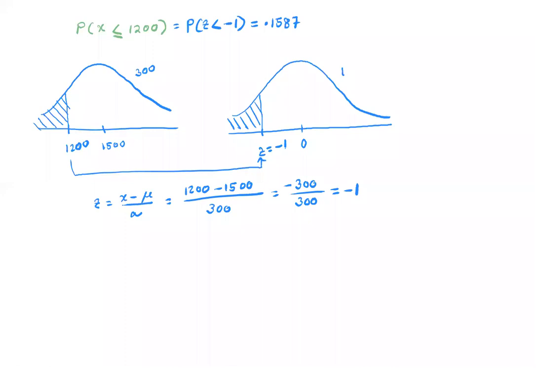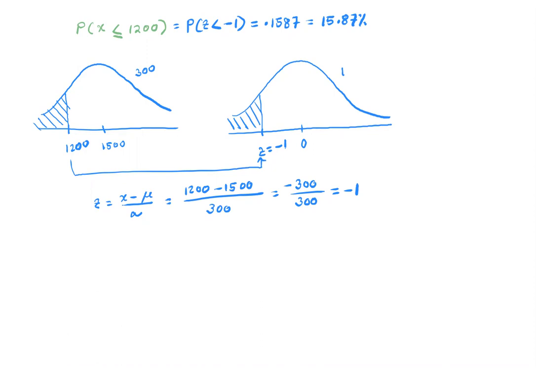If you look it up in the table, you'll see that it is 0.1587, or 15.87% chance. 15.87% chance that someone will make less than $1,200. So that's what it is. The probability that someone will make less than $1,200 is 15.87%.